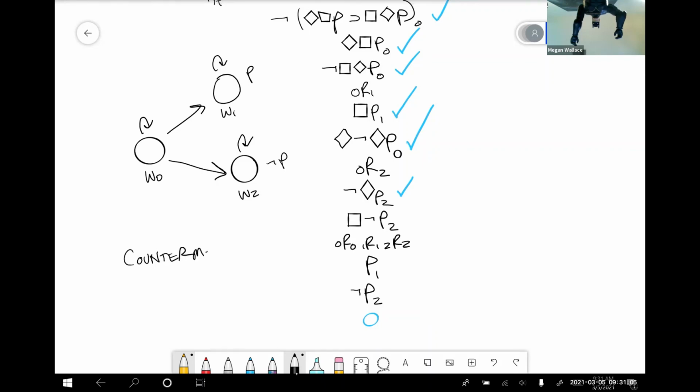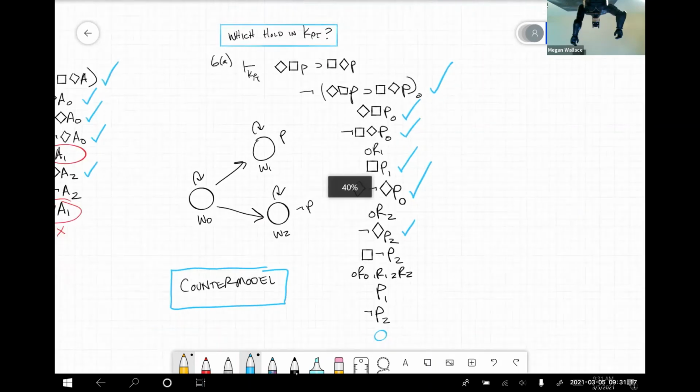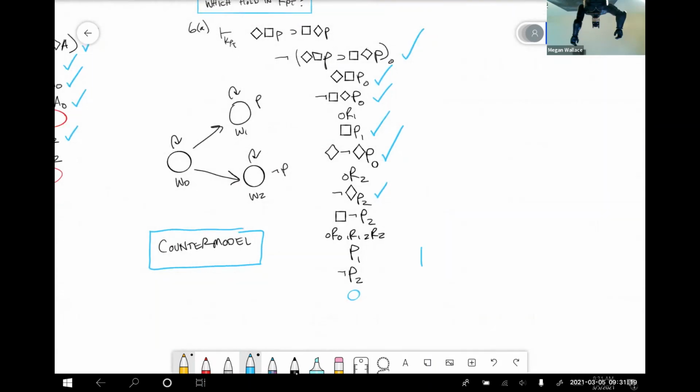And so it turns out that this one is invalid. Unlike the other ones where we could just get a contradiction and it would be done, this one is open and it is invalid.